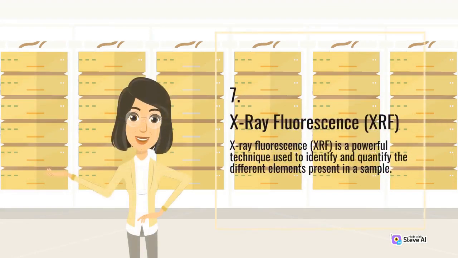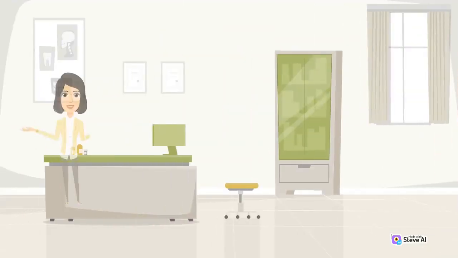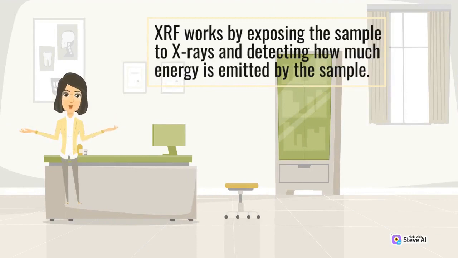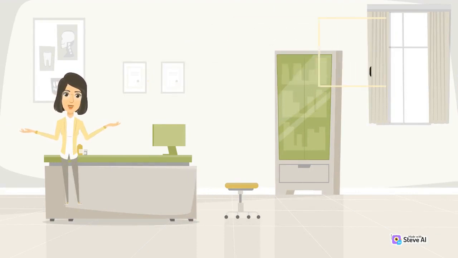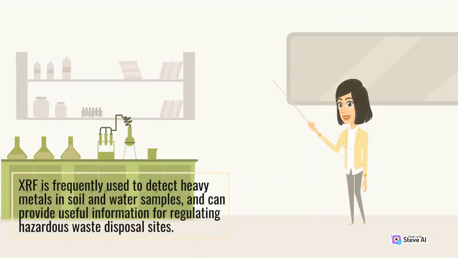7. X-ray fluorescence, XRF. X-ray fluorescence, XRF, is a powerful technique used to identify and quantify the different elements present in a sample. XRF works by exposing the sample to X-rays and detecting how much energy is emitted by the sample. XRF is frequently used to detect heavy metals in soil and water samples, and can provide useful information for regulating hazardous waste disposal sites.